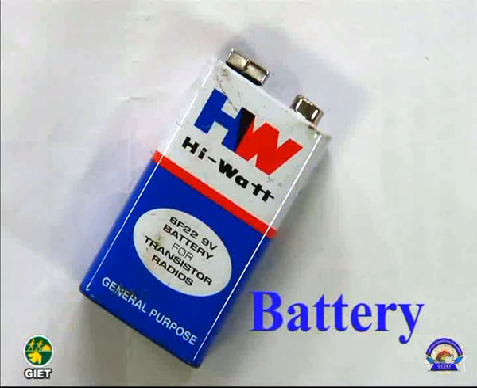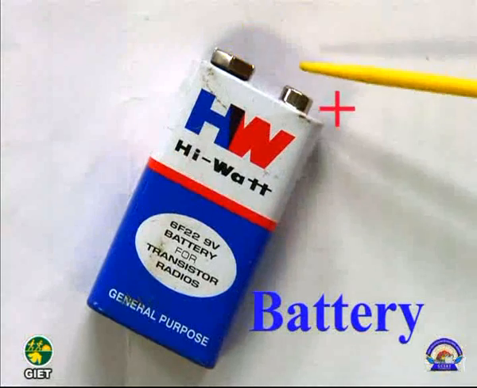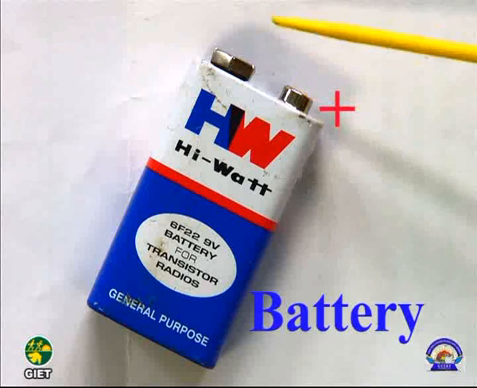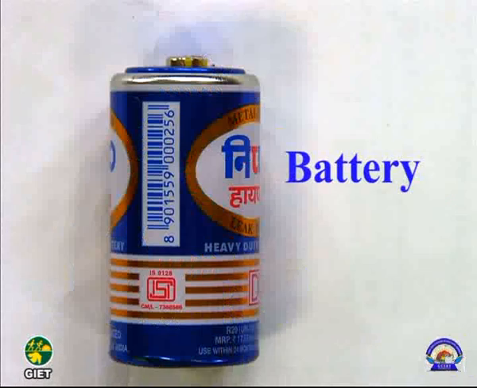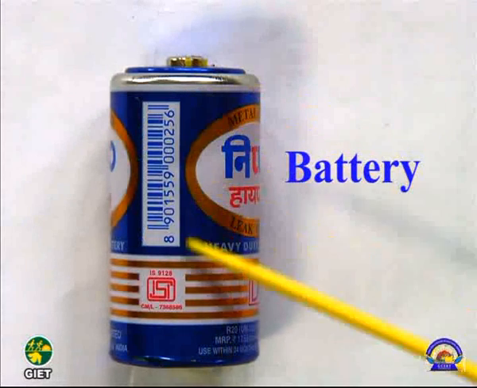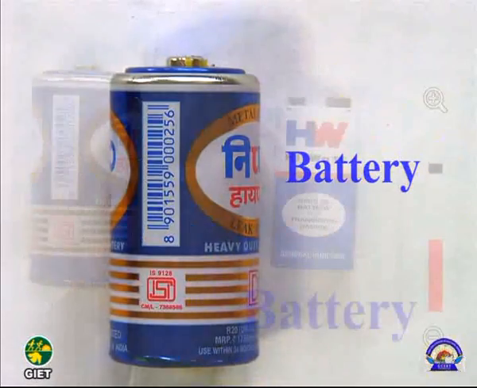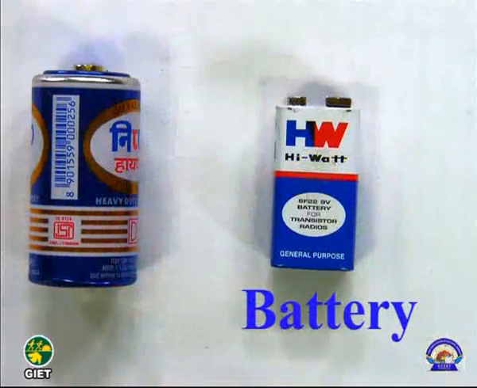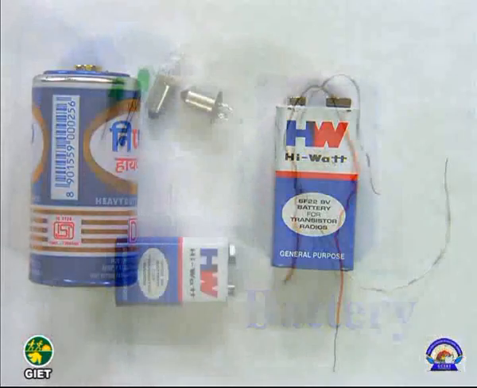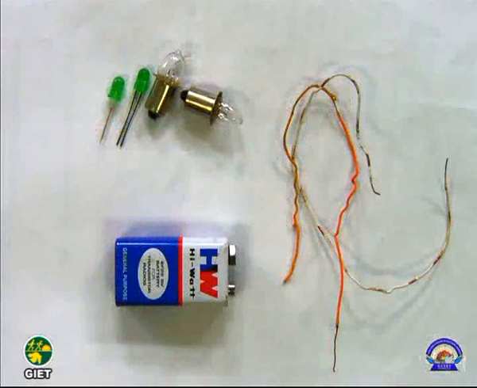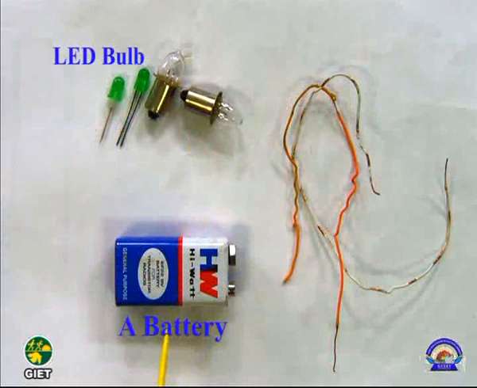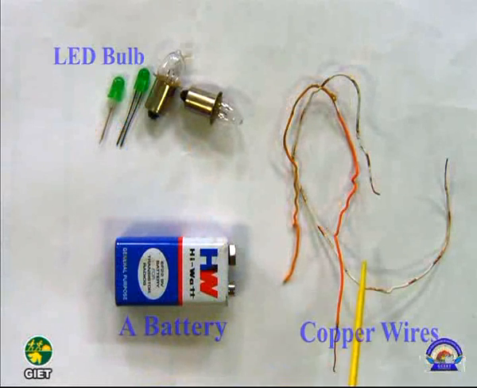A battery. Children, this battery has two ends. One is positive and the other is negative. You can use a simple dry cell also. See, this cell is blue in color and cylindrical in shape. Children, you can use any one from this. So, students, let us repeat the material we require once. LED bulb, a battery, the copper wires.